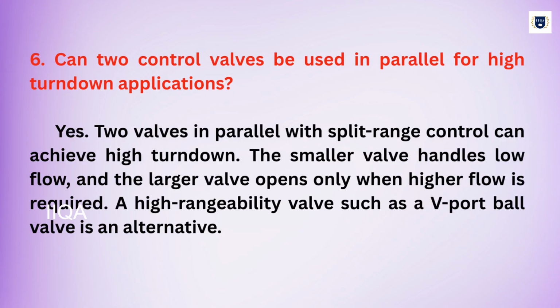Can two control valves be used in parallel for high turndown applications? Yes. Two valves in parallel with split-range control can achieve high turndown. The smaller valve handles low flow, and the larger valve opens only when higher flow is required. A high-rangeability valve such as a V-port ball valve is an alternative.